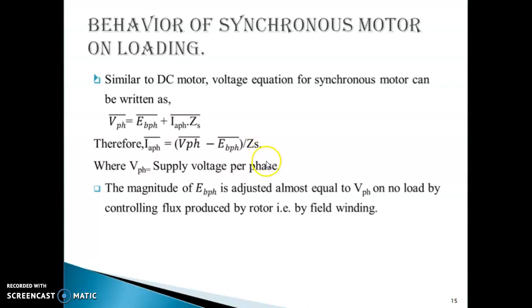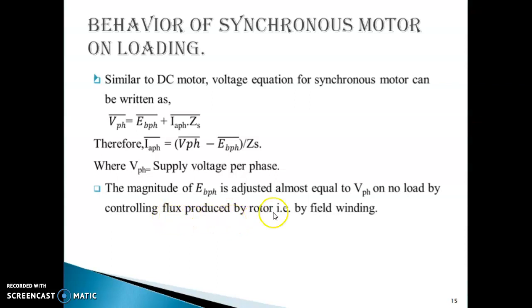Now as we have already discussed, we can change the value of Ebph, or we can adjust the Ebph almost equal to Vph on no load condition. For no load condition we have to adjust Ebph equal to Vph. And how can we adjust this value? By controlling the value of flux.